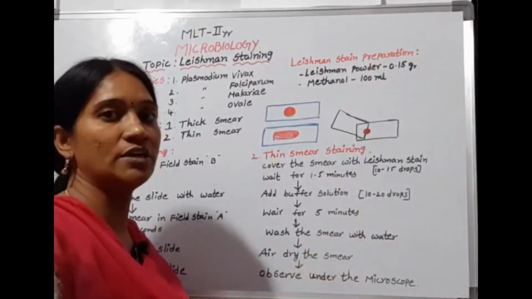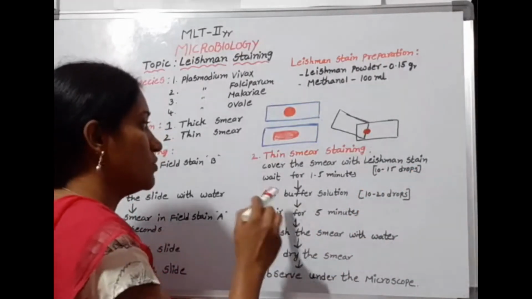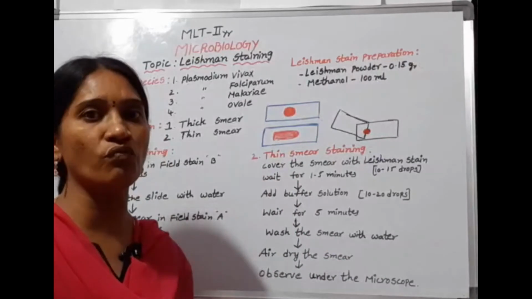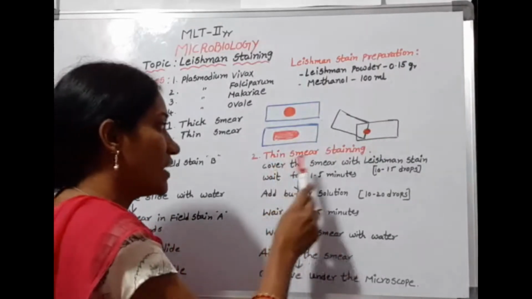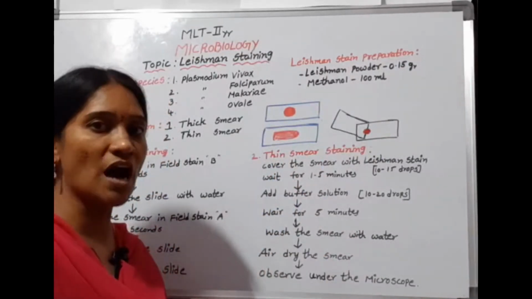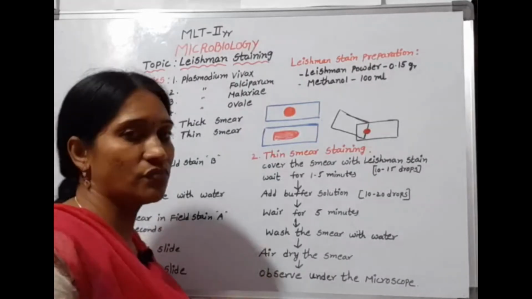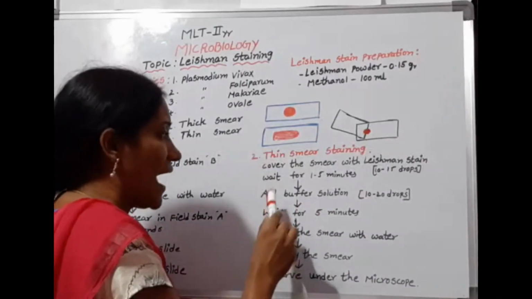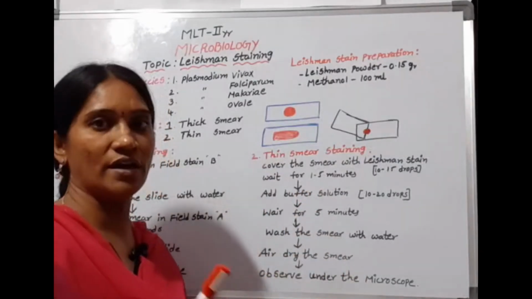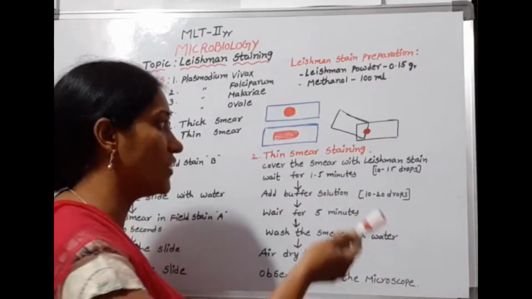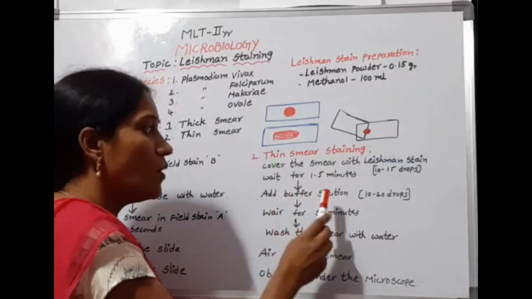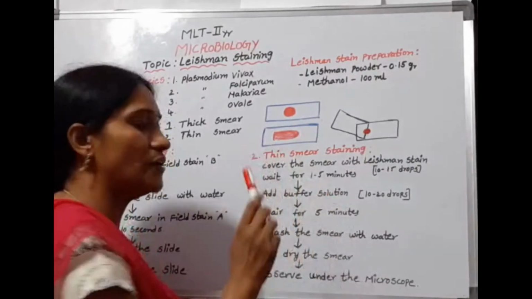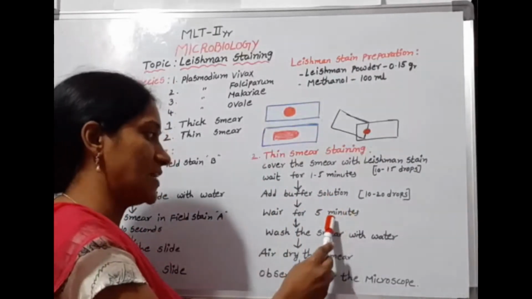We use 10 to 15 drops of Leishman stain, cover the smear and wait for 1 to 5 minutes. After that, add an equal amount of buffer, or double the amount of the Leishman stain, add the buffer solution and wait for 5 minutes.